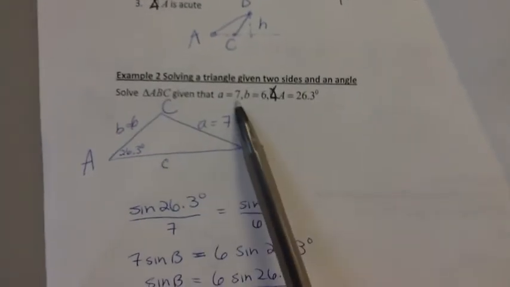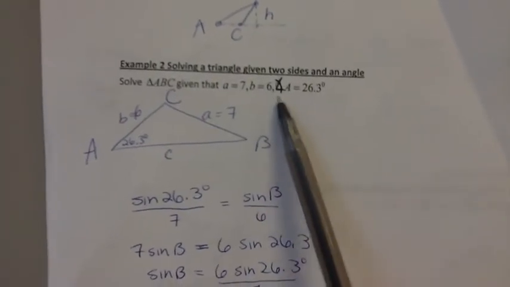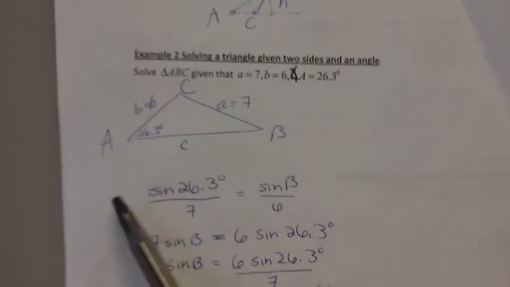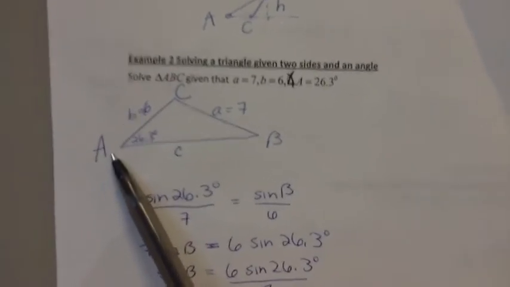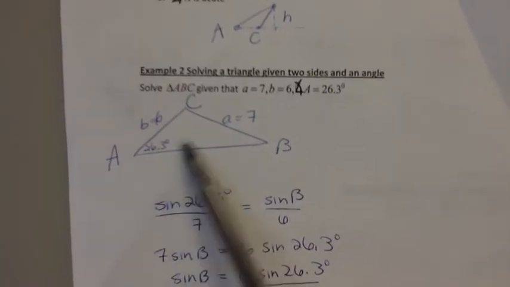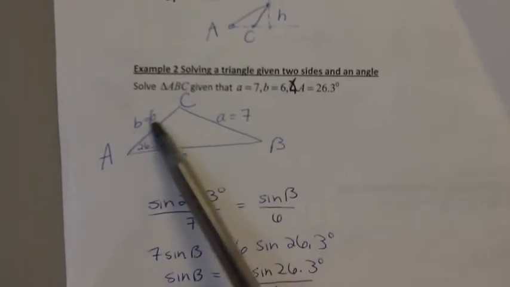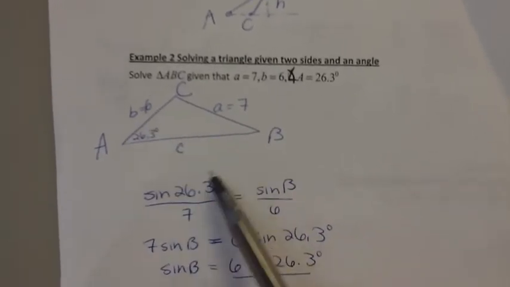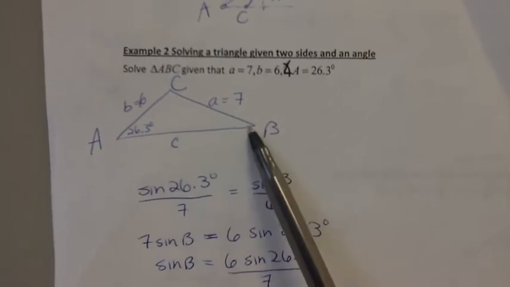So let's look at this one. Solving a triangle given two sides and an angle. We have triangle ABC. We have a equals 7, b equals 6, and angle A is 26.3. I always draw my A here, I can see it better. So there's my angle. Opposite is 7. I have b equals 6. I don't know what little c is, and I also don't know what this angle is.